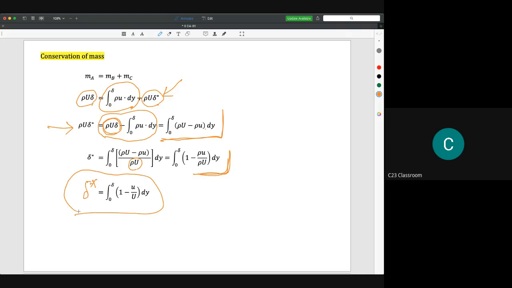the equation, the mathematical expression for delta, the boundary layer thickness, and now you need to understand from where it's derived. And I hope you could remember the equation for delta star, the displacement thickness, which is the integration from 0 to delta of 1 minus u over U dy. Please bear in mind the small u here is the velocity from the velocity distribution, and the capital U here is the free stream velocity. So this is the local velocity, and this is the free stream velocity.